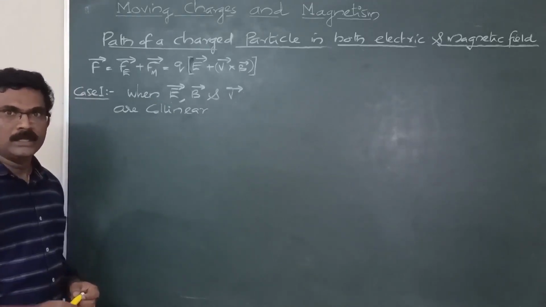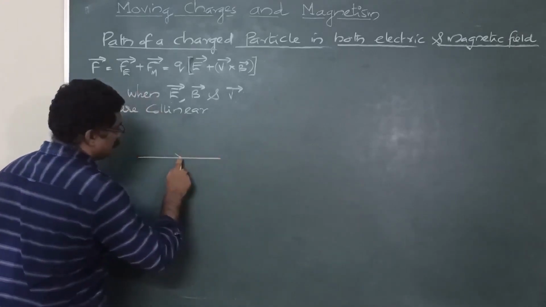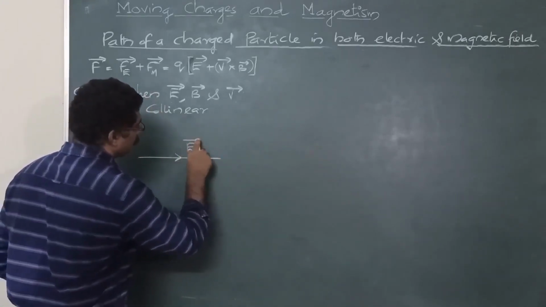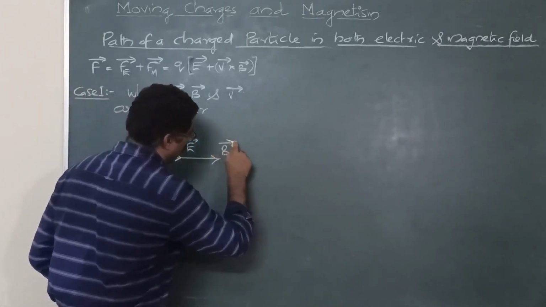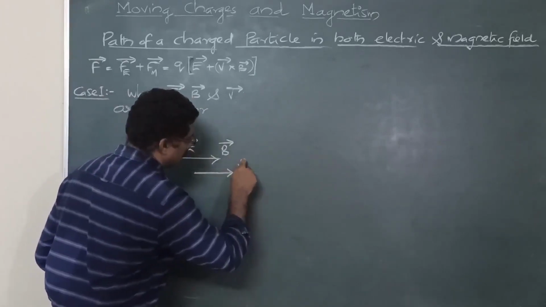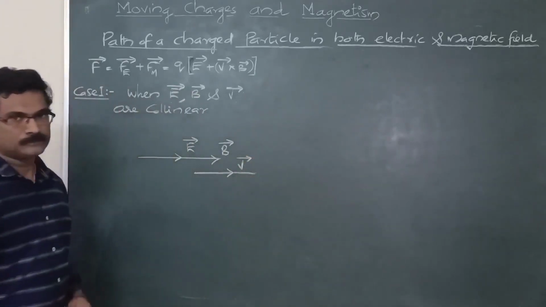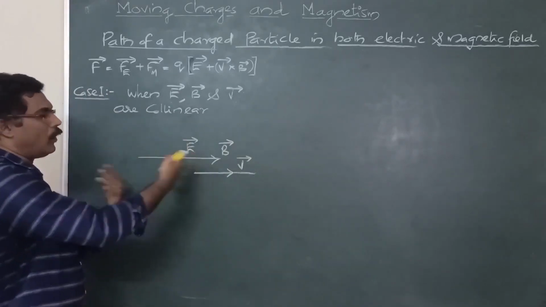Okay, all are collinear vectors like this. This is the electric field and the magnetic field also in the same direction, and the charged particle is also moving in the same direction. Okay, collinear. Or it may be in the opposite direction.